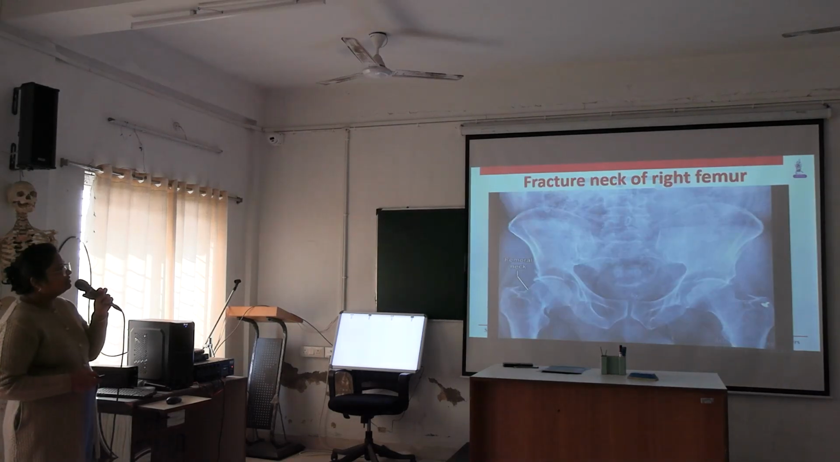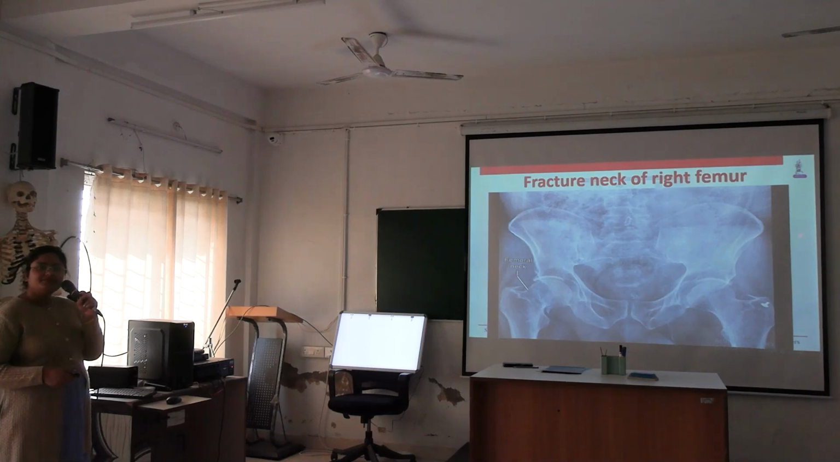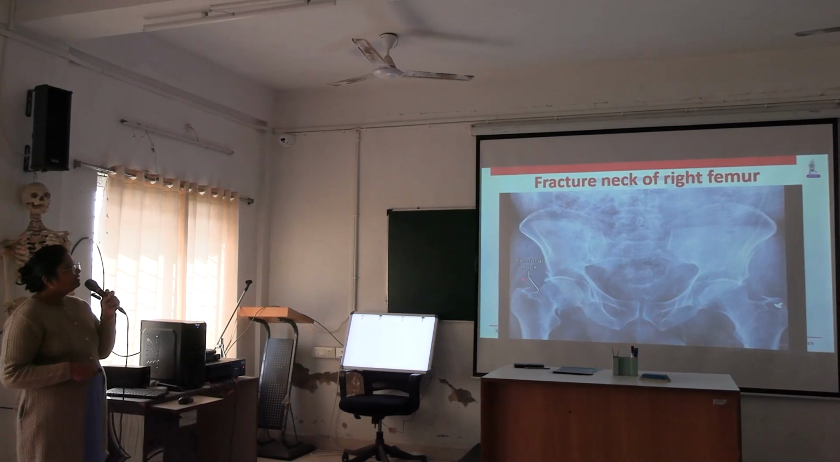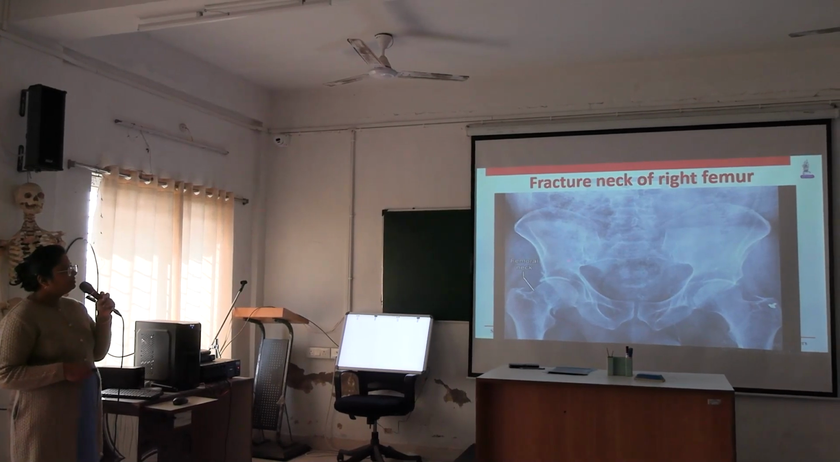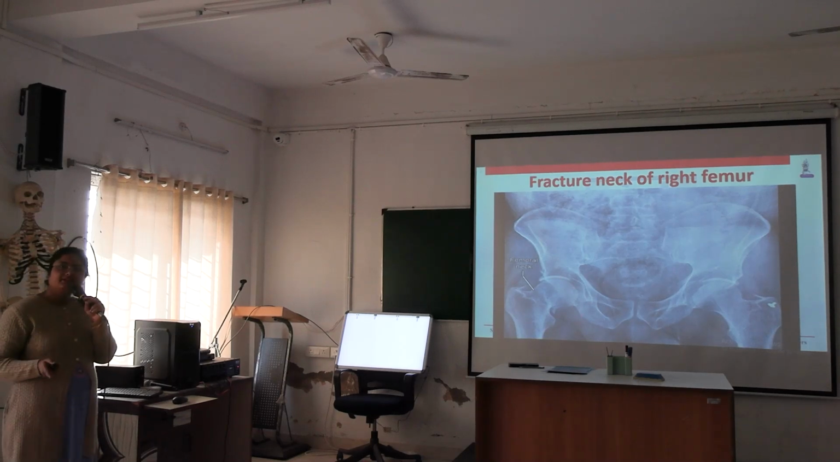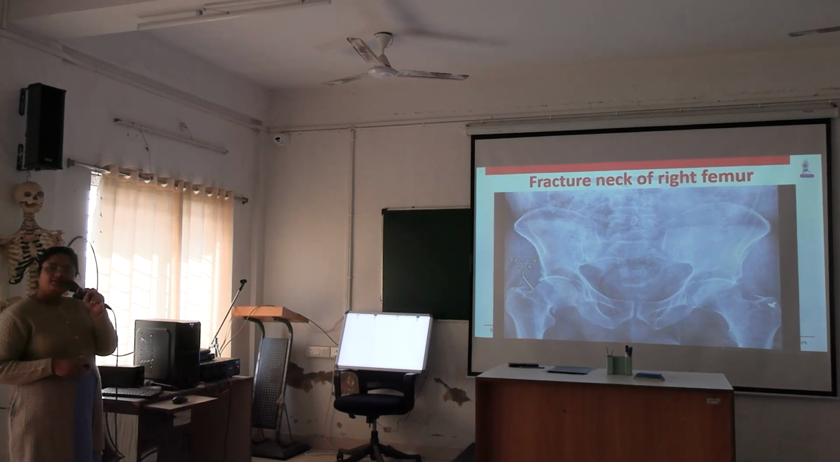Next we go to fracture of neck of right femur. Okay, this is X-ray of the pelvis showing the hip bones, upper end of femur including the head, neck, greater and lesser trochanter, shaft of femur. This is acetabular cavity. Here head is located within the acetabular cavity, but you can see there is a break or fracture line here present near the neck of the femur.